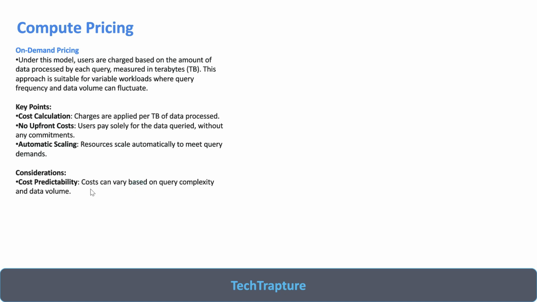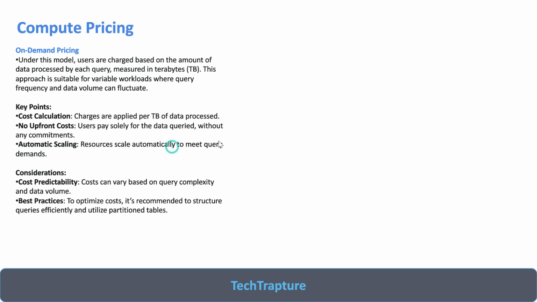Consideration, cost predictability: costs can vary based on your query complexity. When we want to optimize cost, it is recommended to structure our queries as we discussed. Instead of select star, use specific columns. While designing the table, use partitioning and clustering. If you are not aware of what partitioning and clustering are, I created a comprehensive guide with a detailed demo of how we can create a partitioned table and a clustered table, how it reduces the cost, and how it improves query performance. I have explained everything in that demo. So this is for on-demand pricing.